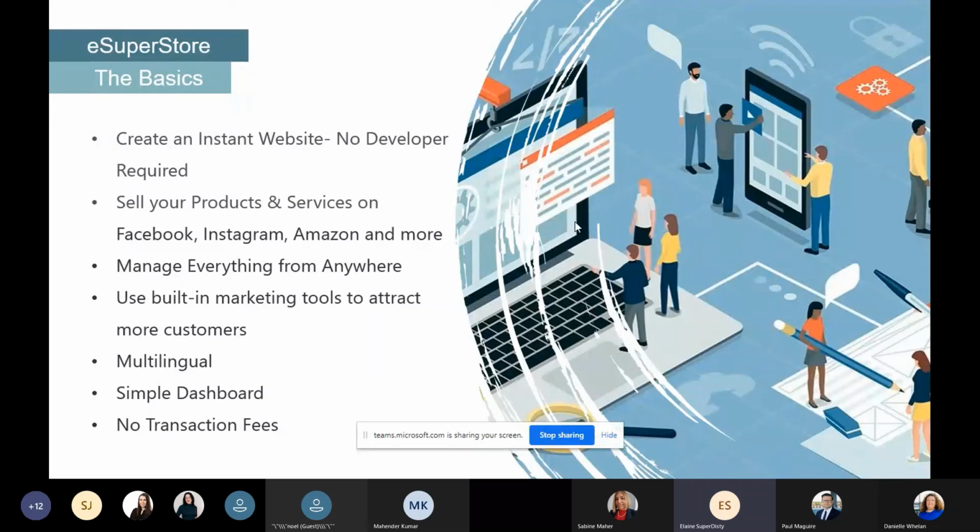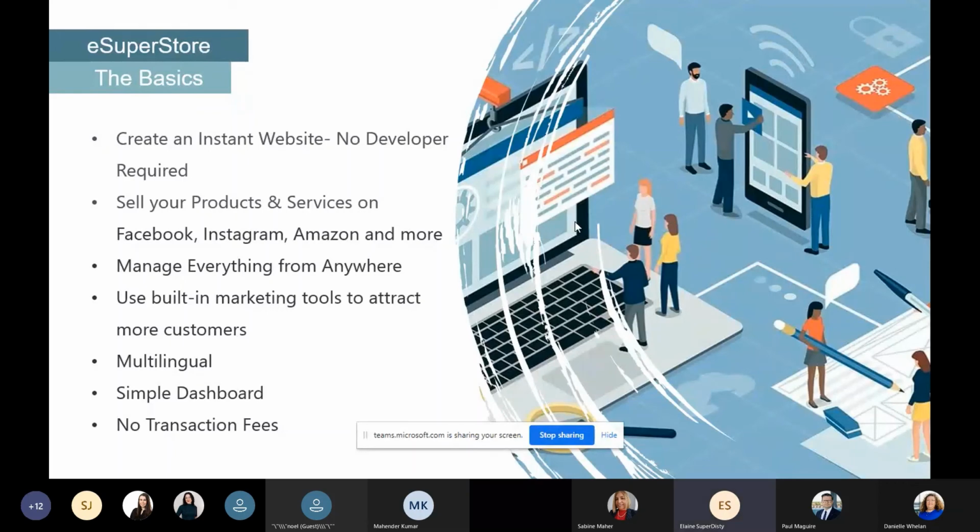And you can manage this system completely from your desktop, from your laptop, from your mobile device. And there are quite a number of inbuilt marketing tools to help you attract more customers. It's multilingual, it's got a simple dashboard, and there are no transaction fees. One of the problems, and this was another reason why we looked at doing this, is that with some other companies, when you register, there are transaction fees involved for making a sale.